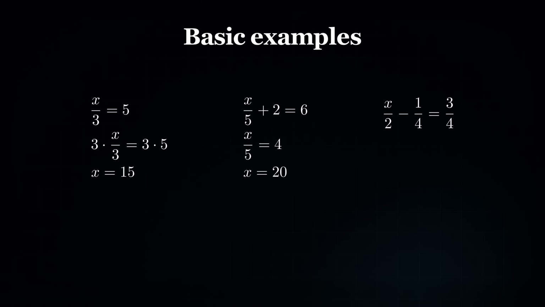Example number 3. x/2 - 1/4 = 3/4. Move the 1/4 to the right side. We get x/2 = 3/4 + 1/4. That becomes 1. Multiply both sides by 2. x = 2.